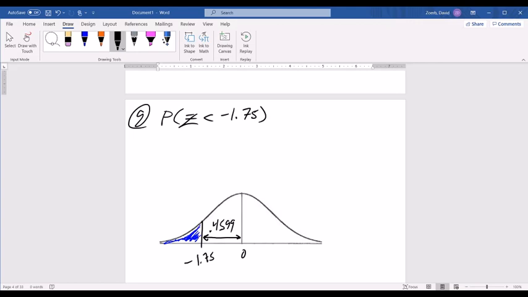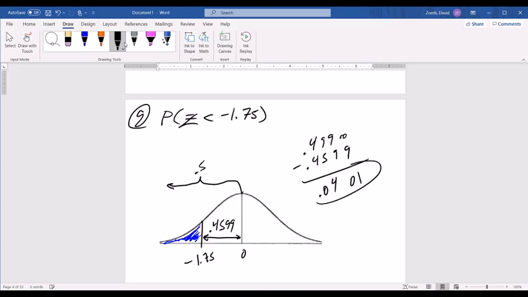So I want to have this direction in this area, but I know this much. Now everything to one side again is 0.5. So I'm going to have to take 0.5 minus what I found. So that's a 1, 0, 4, 0. So 0.0401 would be the end result.